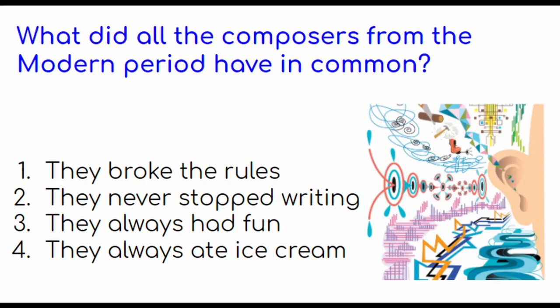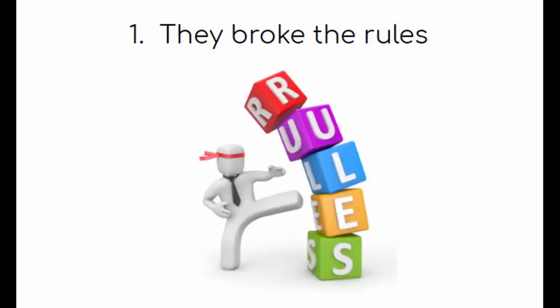What did all the composers from the modern period have in common? 1. They broke the rules. 2. They never stopped writing. 3. They always had fun. And 4. They always ate ice cream. This was not so long ago, do you remember? The right answer is 1. They broke the rules. And our last question for today.